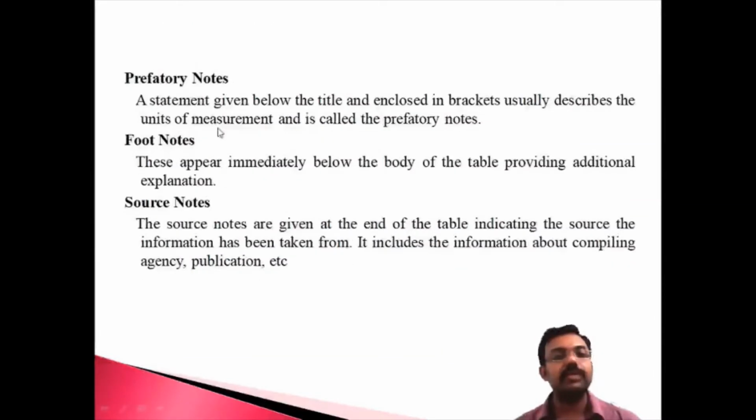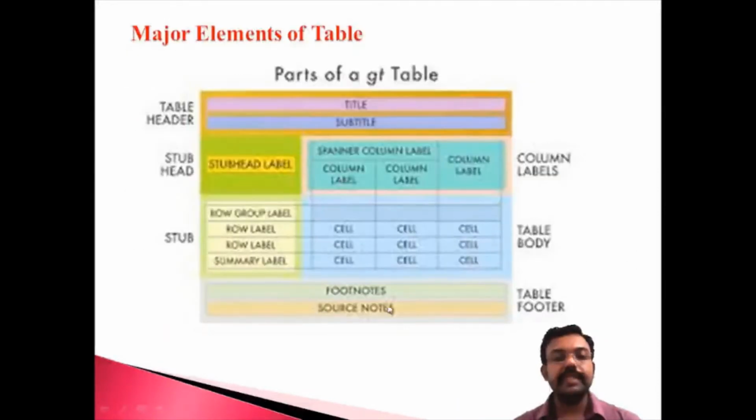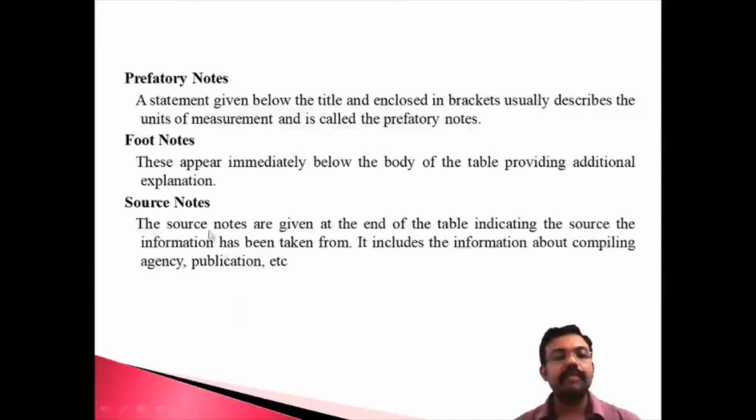There is the prefatory note, and another one is the footnote. The footnote always appears below the table. At the bottom position, we can see the footnote. The footnote is another important piece of information attached to the table, which may be an additional explanation of the data. That is one of the important elements, the footnote.